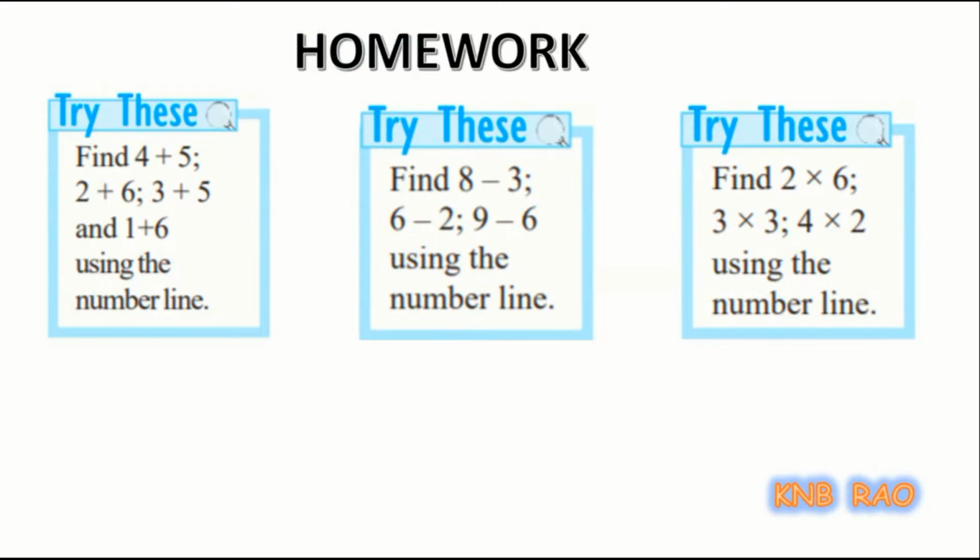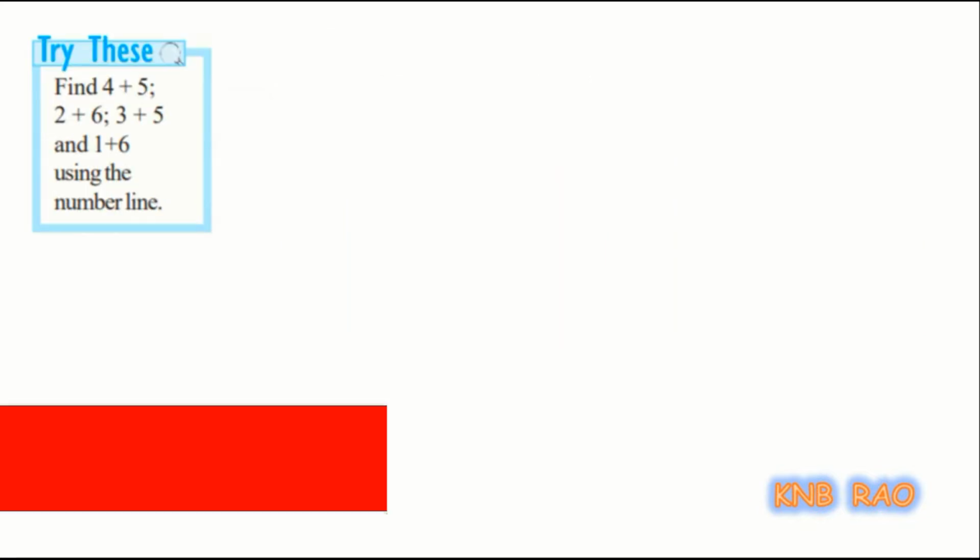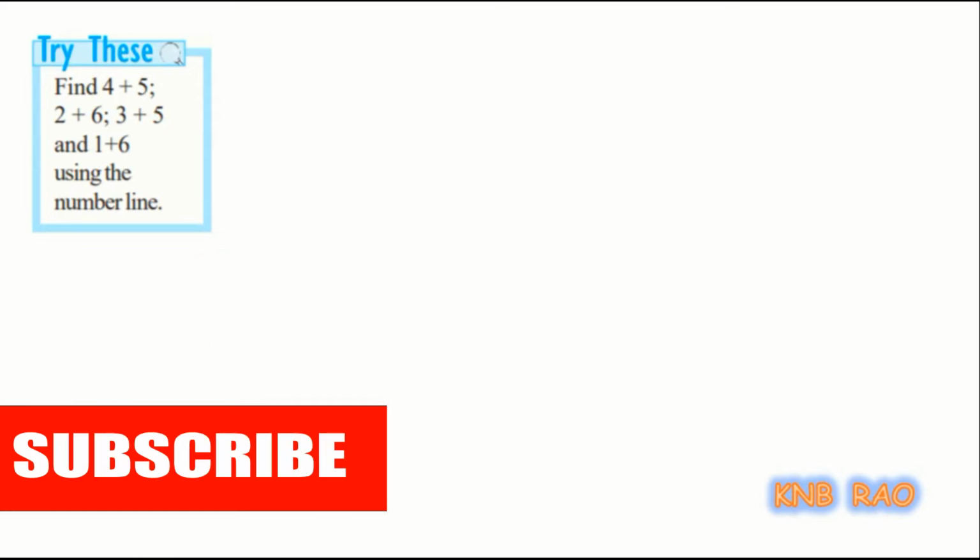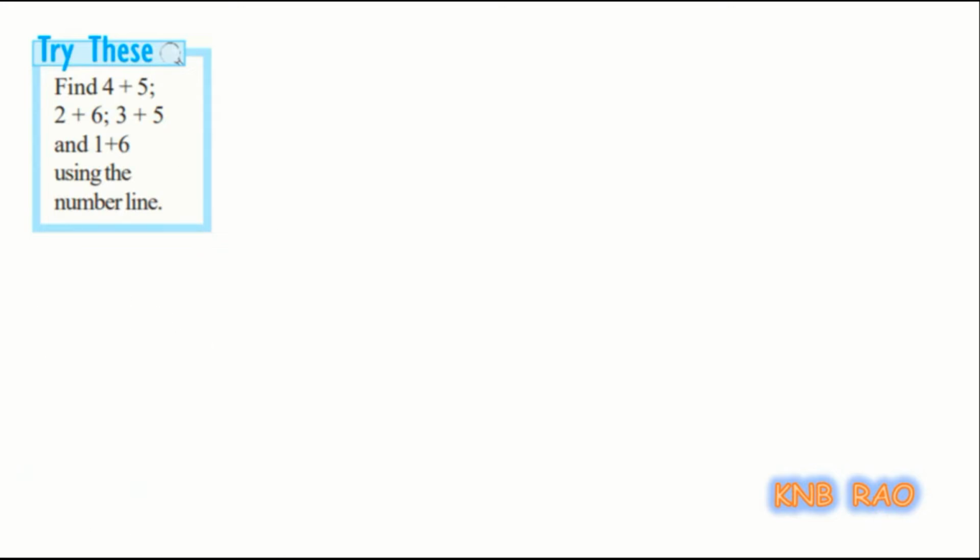3 try these. 1 on adding whole numbers on number line. Second, subtracting whole numbers on the number line. Third, multiplying whole numbers on the number line. Now coming to the first try this. In this first try this, there are 4 numericals, in which first one I would like to show. I hope the rest of the 3 you might have done correctly if first one is done by you correctly.